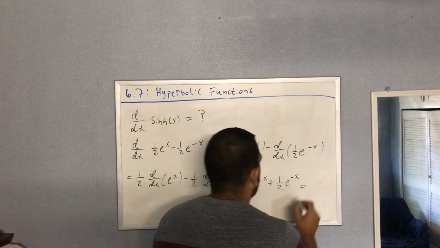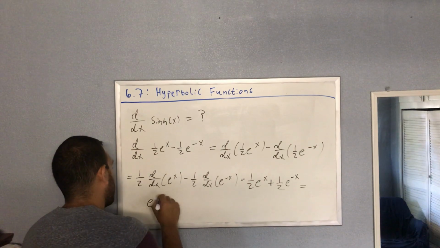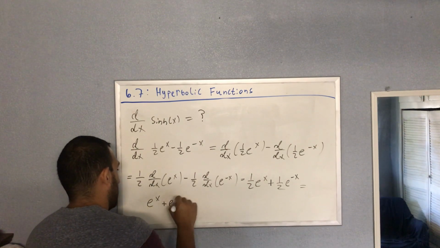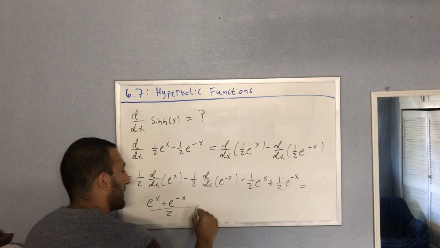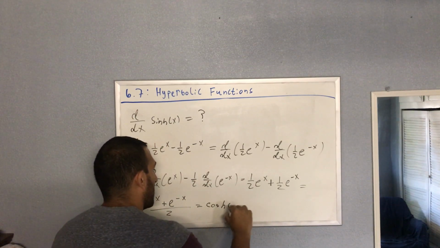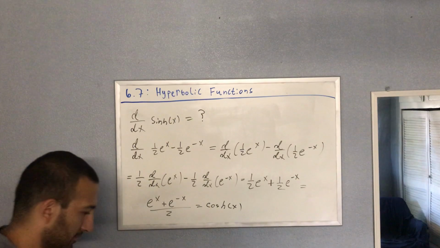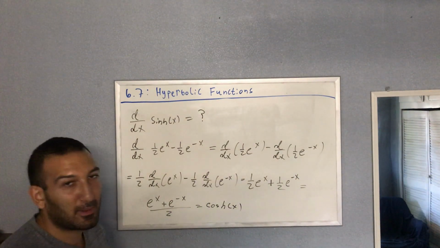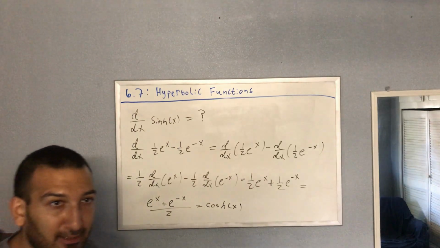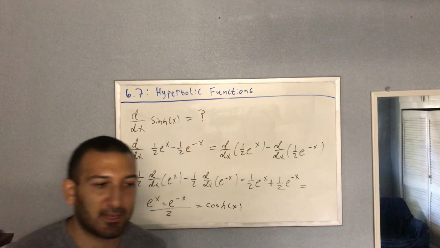And then now if we rewrite this in a more familiar form, remember, this is actually hyperbolic cosine. And again, this is another parallel to trig functions. Remember, the derivative of sine was cosine. That's kind of interesting.